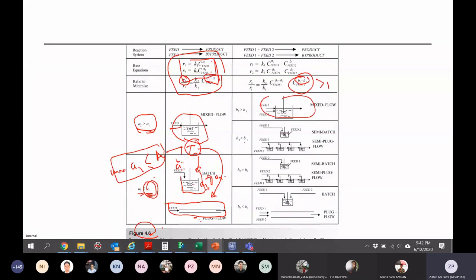But if your intended reaction is much bigger than your unwanted reactions, then you can do the same argument over here. So you either make a batch or semi-batch. So you have the feed to the B, and then you feed one intermittently, just enough to make sure that you don't produce the unwanted reaction in a bigger amount.